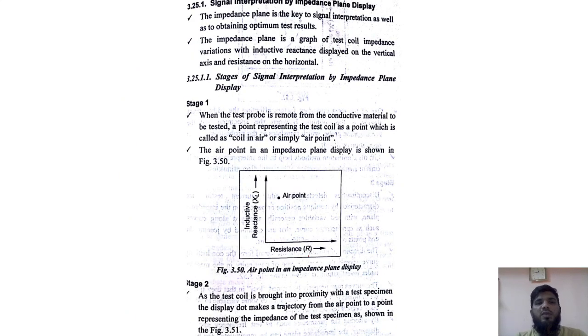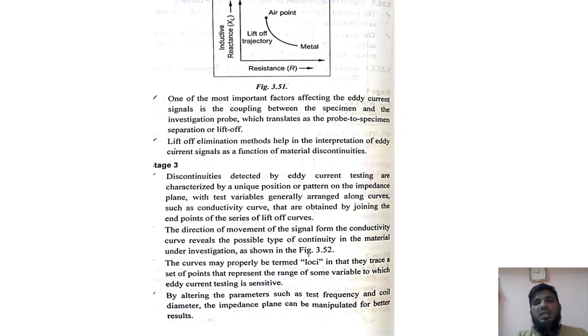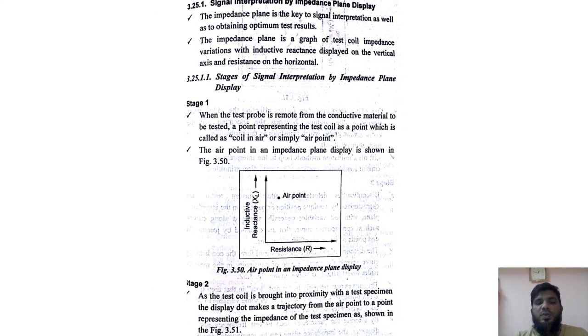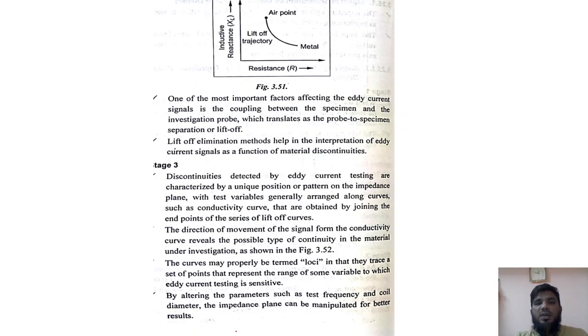How we are going to evaluate is nothing but there are 3 different stages. First of all, we will use a test probe for a conductive material to be tested. A point representing the test coil is called the coil in air, or simply the air point. The air point in an impedance plane is displayed as shown in the figure. As the test coil is brought in proximity with the test specimen, the display dot moves in a trajectory, when the impedance of the test specimen is as shown in the figure.